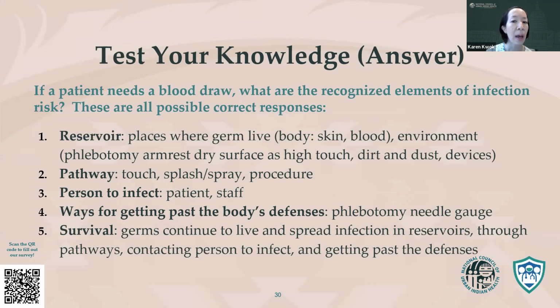Okay, in the next slide with the response listed. So a reservoir could be, again, any place where the germs live. In this particular case, it's the skin and the blood. In the environment, it's the armrest for the phlebotomist, which is a high touch surface, dust and dirt that could be nearby, or the devices themselves. The pathway is through touch, through splash or spray, or the procedure of the blood draw. The person to infect, patient, staff. The ways for getting past the body's defenses, phlebotomy through the needle gauge, and survival, where germs survive with the reservoir, the pathway, the person to infect, and getting past the defenses.